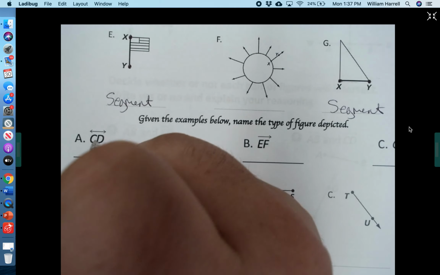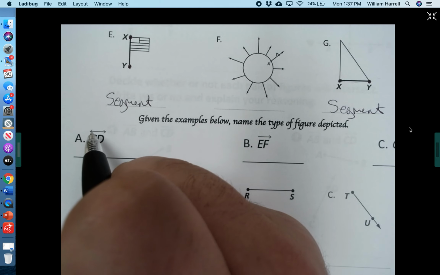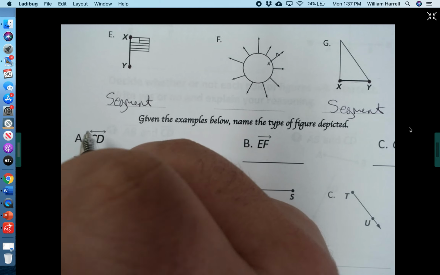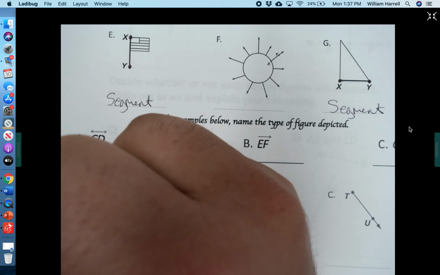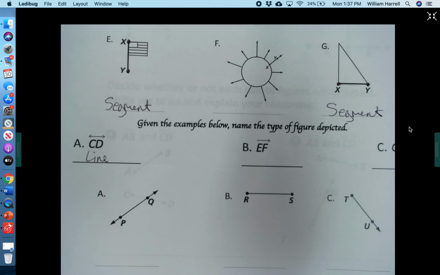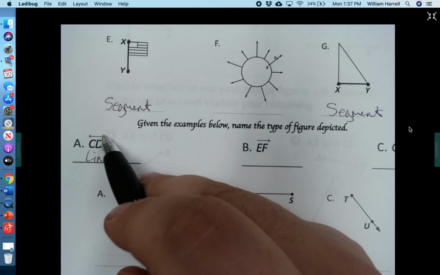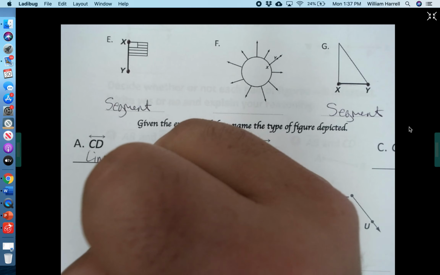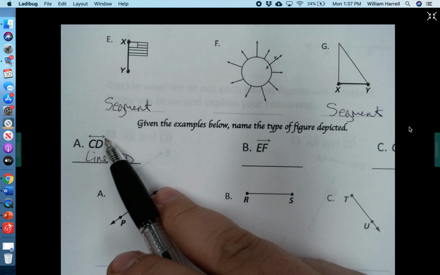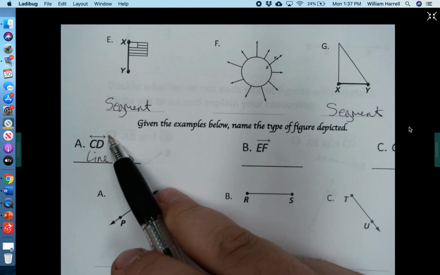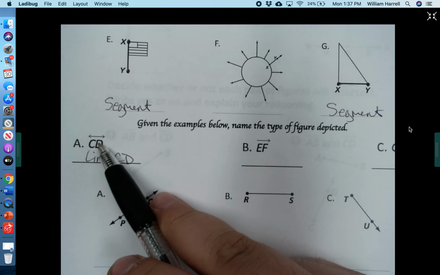For A, again, this time I see an arrow at the left and an arrow at the right. Because I see two arrows, that's going to tell me line. So think of this as being line CD. Again, the type of geometric vocabulary word, then the points that it goes with.